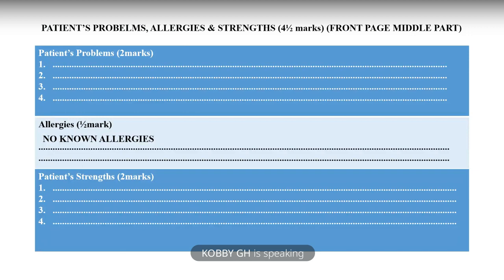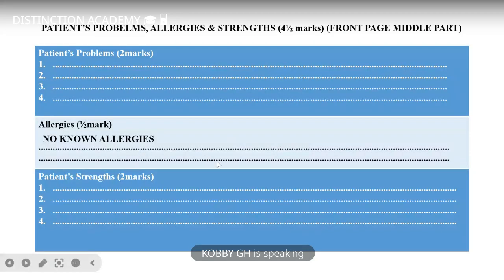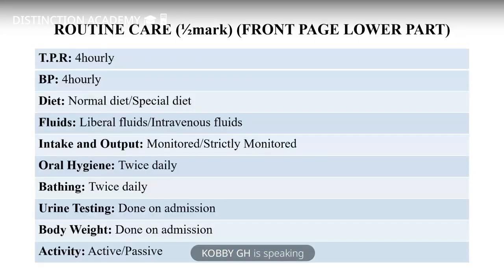Okay, so I started by saying that the first thing you write is your candidate index number, then you sign. Don't write anything under the personal data. Quickly go to the known allergies and write known allergies. Then you come to the routine care. Do you know why I'm taking you through all this?